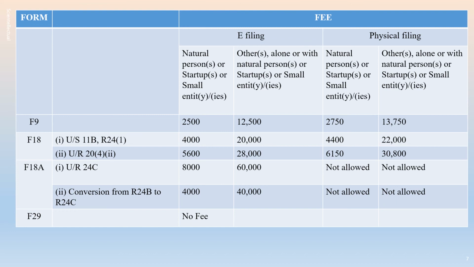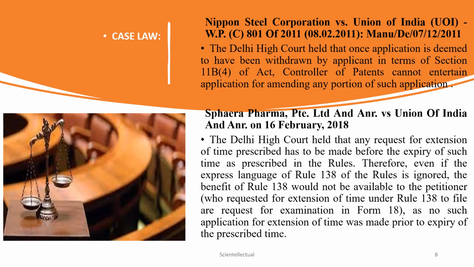Here are the relevant forms that have been discussed under Section 11B: Form 9, Form 18, Form 18A and Form 29. And the relevant fees are also shown here. Some important case laws can be mentioned under Section 11B, such as Nippon Steel Corporation versus Union of India or Sphera Pharma versus Union of India.